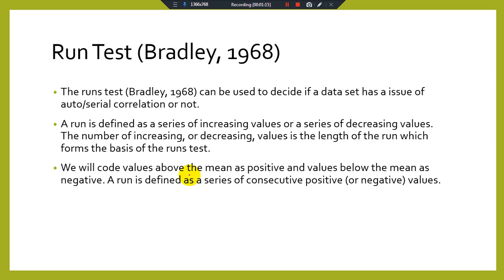We will code values above the mean as positive and values below the mean as negative. A run is defined as a series of consecutive positive or negative values.